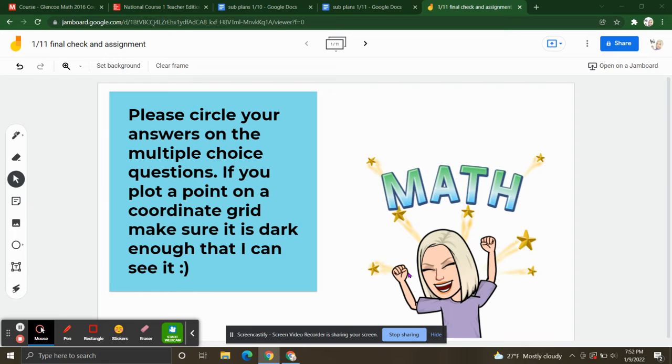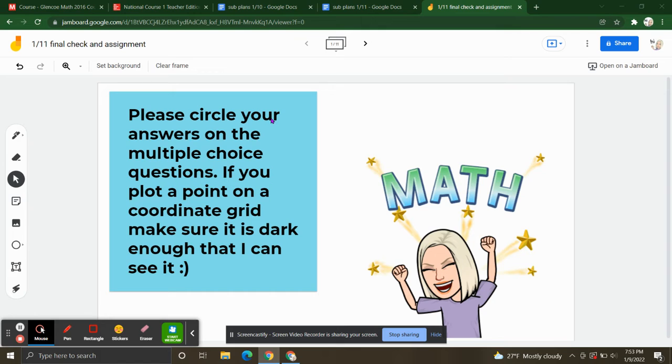So with this one, you have a couple assignments today. The first assignment is this Jamboard. Just reviewing, it's kind of like your final review of coordinate planes, of plotting coordinate points, of doing reflections, of looking at negative numbers on a number line, kind of just the whole integer review.